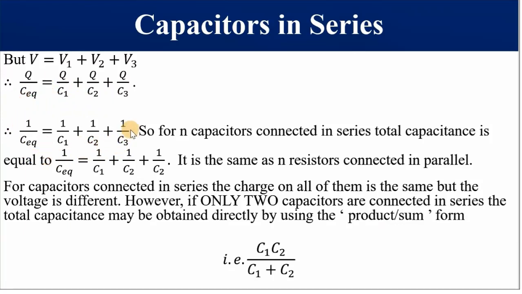It's like resistors connected in parallel. Please take note. For any capacitors connected in series, 1 over CT, which is total capacitance or equivalent capacitance, equals 1 over C1 plus 1 over C2 plus 1 over C3. After finding this, to find equivalent capacitance, you simply find the reciprocal of this. So it is the same as any resistors connected in parallel. But for only two capacitors connected in series, just like two resistors connected in parallel, it's C1 C2 divided by C1 plus C2. Please take note of this.